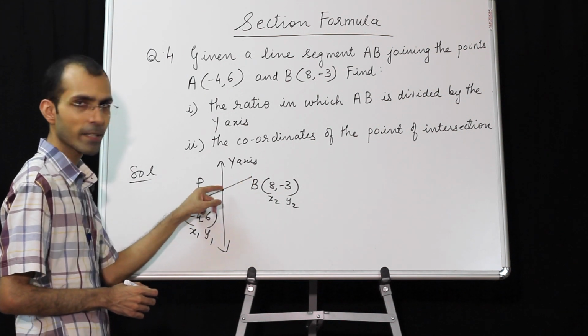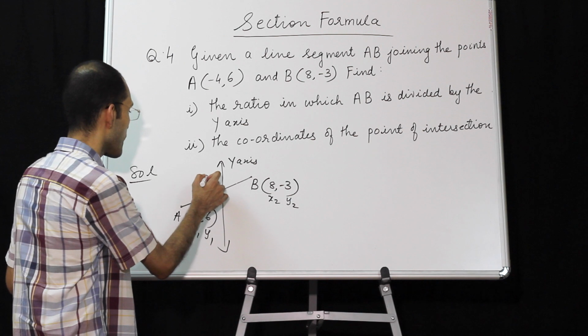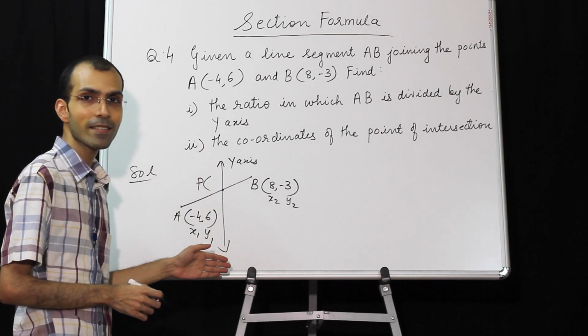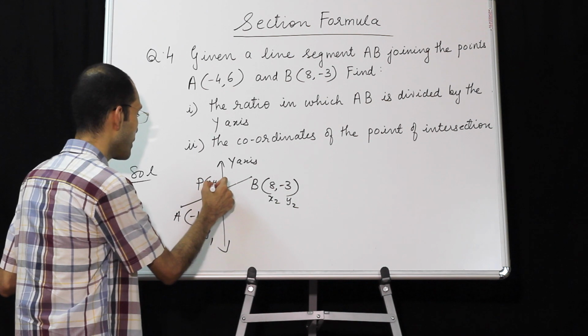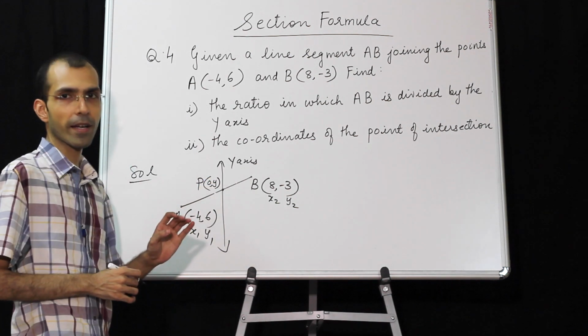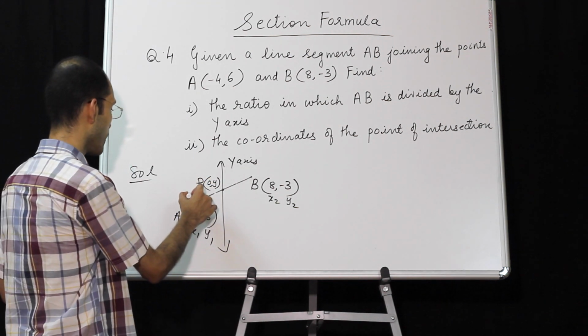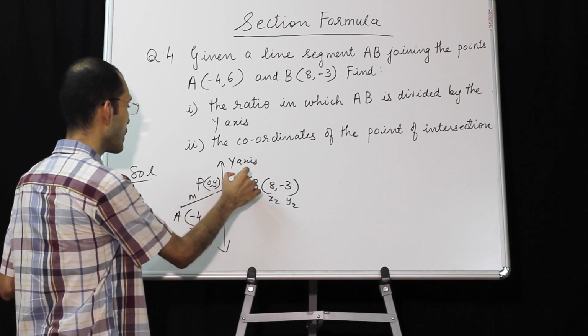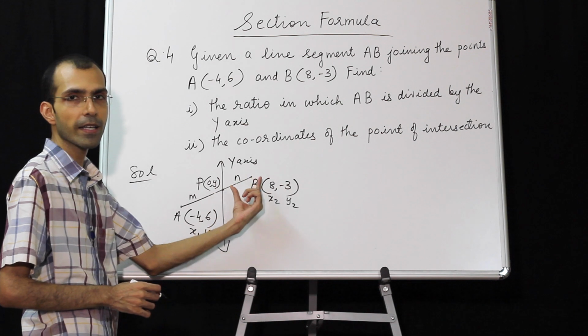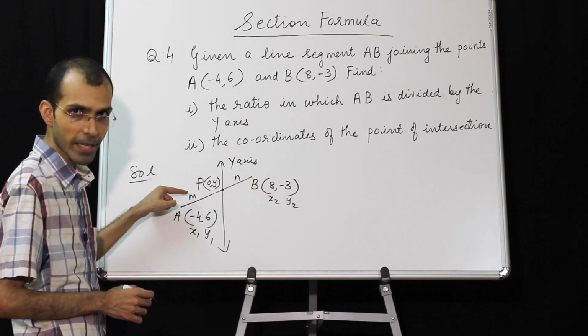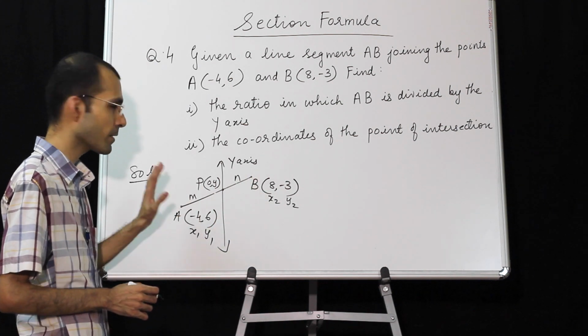So let this point be P. Now point P lies on which axis? Y-axis. So the coordinates will be of the type 0 comma y. Let the ratio be m is to n. Note, m should be on the side of x1, y1.